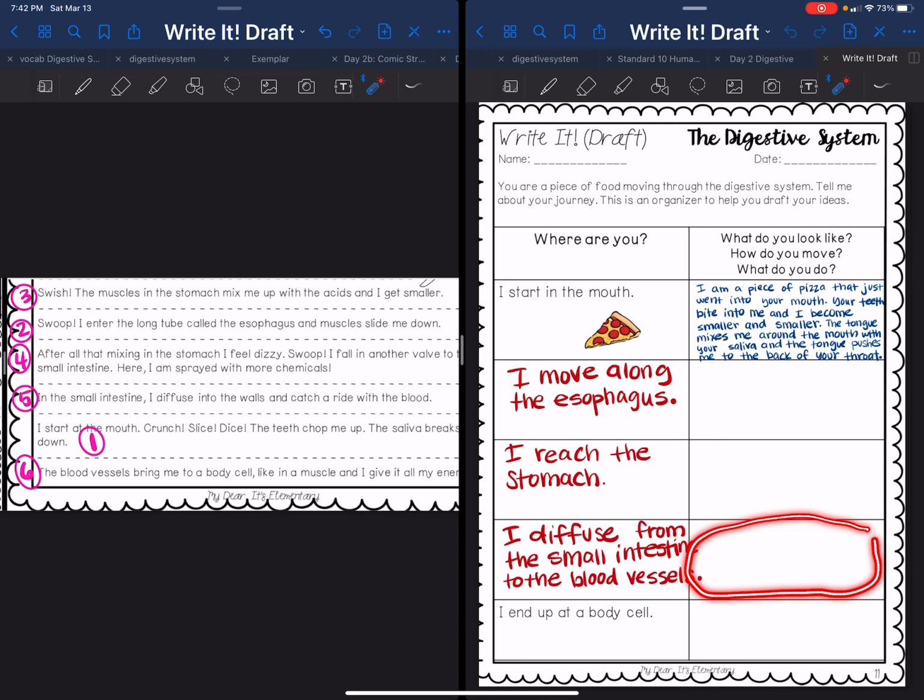which is here. In the small intestine, so you're going to put 4 and 5 here, okay? So 4 and 5 go here. So this is 2, this is 3, this is 4 and 5, and then this is 6 over here. So, and then it says I end up at a body cell. And over here, the blood vessels bring me to a body cell, like in a muscle, and I give it all my energy. So number 6 from here goes right here. All right? Ta-da! And you're done with that part of the activity for the day.